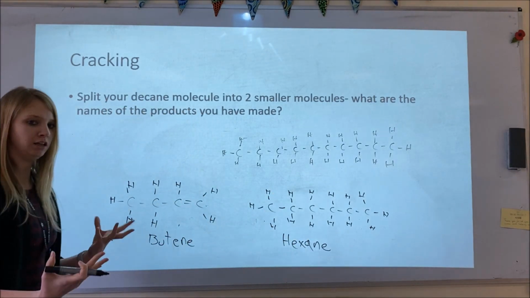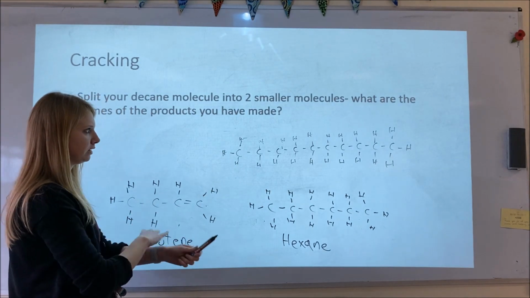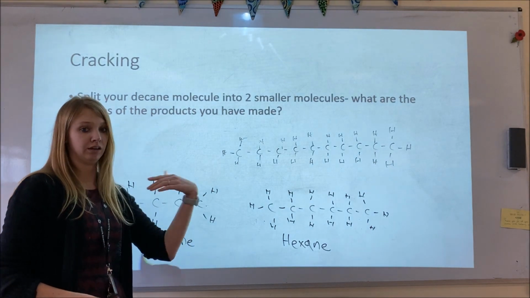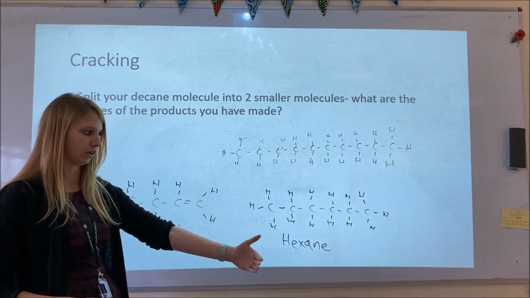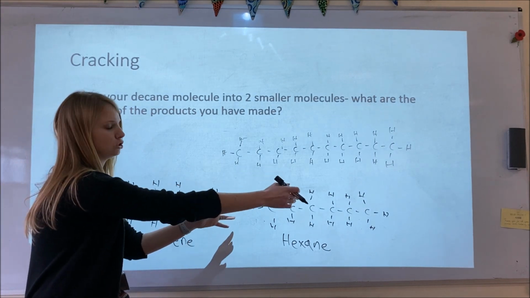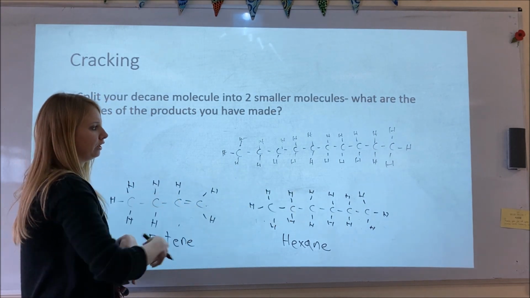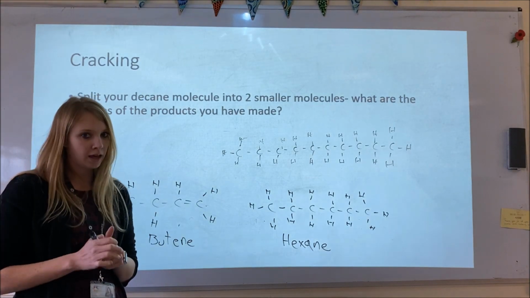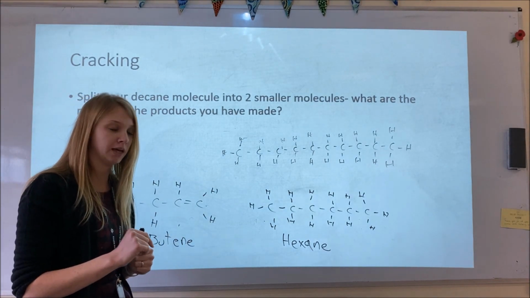But in either case, however you split this molecule, you're always going to make 1 alkane and at least 1 alkene. Okay? Now you may have done it differently, that's fine. You may have had 8 carbons and 2 carbons, or 5 and 5, or 7 and 3, that's fine. Okay? The key thing there is, can you name what you have made?